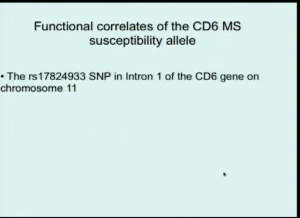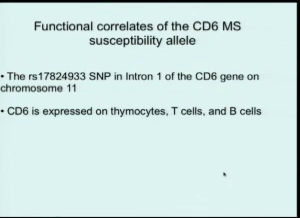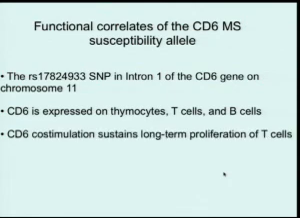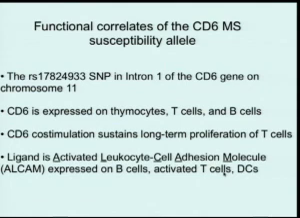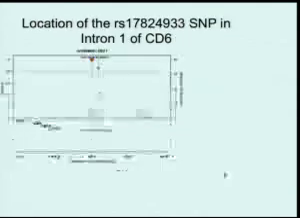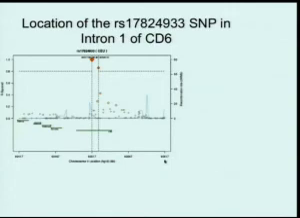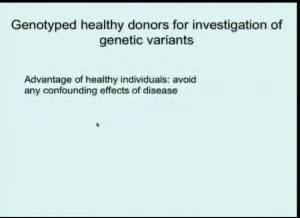CD6 is particularly interesting. The particular SNP is on intron 1 of the gene on chromosome 11. It's only one haplotype, so we know it's in the CD6 gene. It's expressed on thymocytes, T cells, and B cells. CD6 co-stimulation sustains long-term proliferation of T cells. And its ligand is ALCAM, which is expressed on B cells, activated T cells, and dendritic cells. Here's the actual locus. You can see the haplotype block. Here's the SNP, the p-value is 10 to the -9th, and clearly in this one gene region.